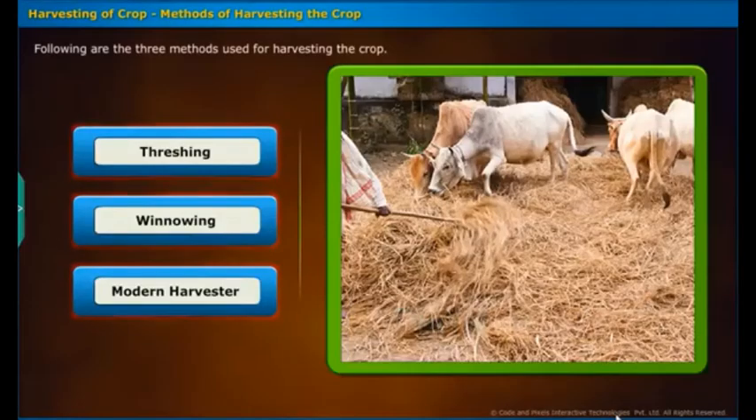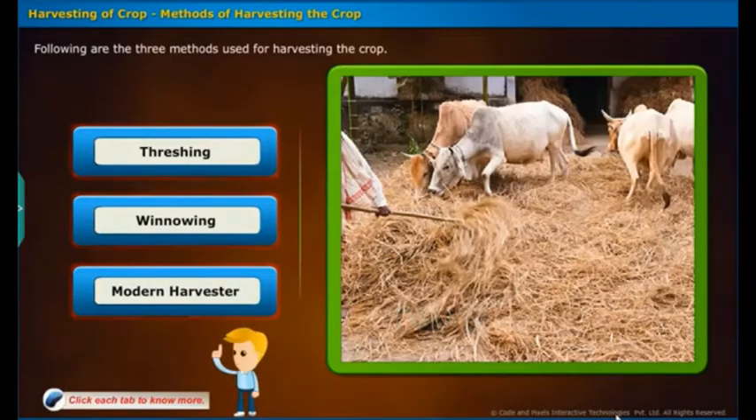Following are the 3 methods used for harvesting the crop: threshing, winnowing, modern harvester. Click each tab to know more.